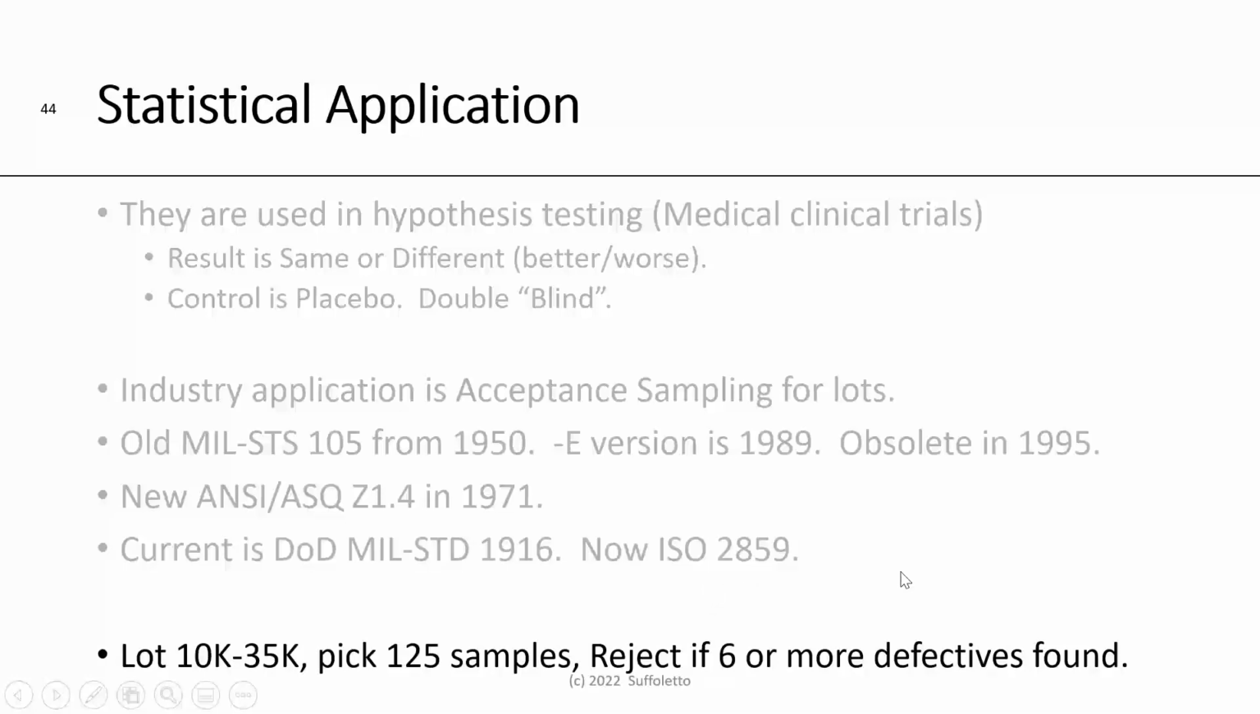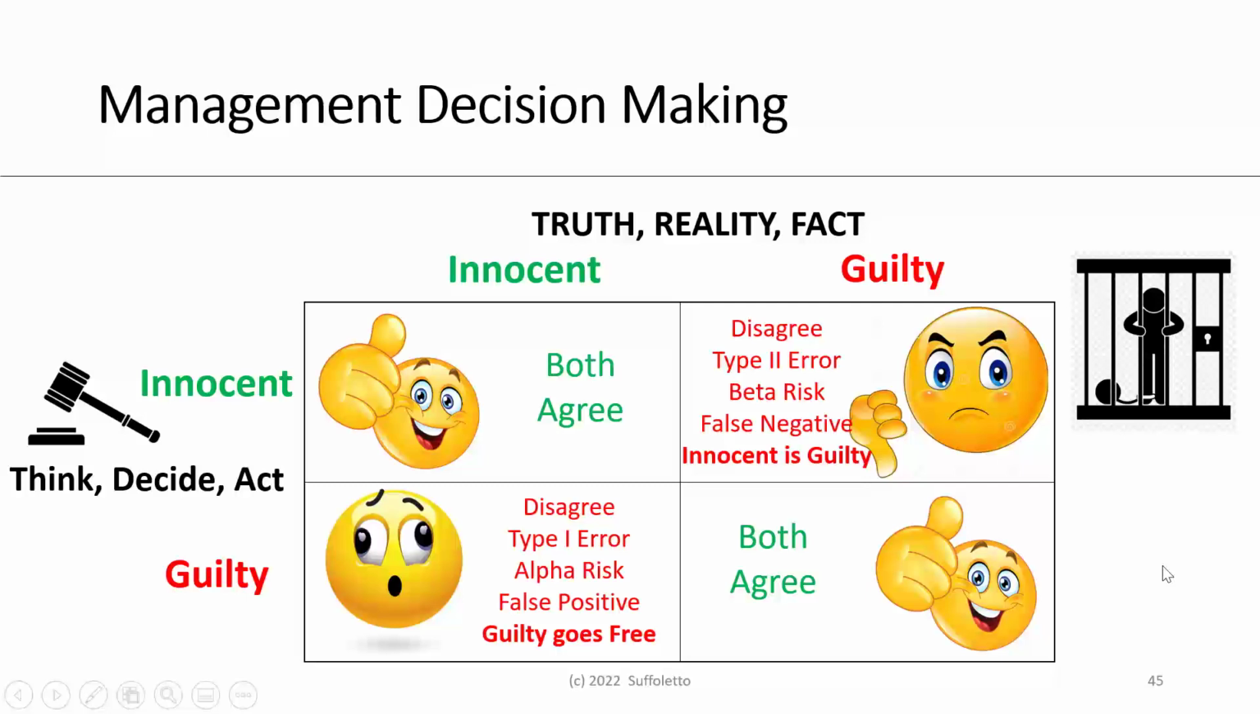All right, here's the detail. If I have a batch or a lot size between 10,000 and 35,000, it tells me to pick 125 samples. If I find 6 defective samples, I need to reject the entire lot or batch. Now, the percentages are very, very small, but it's accurate because you're using the power of statistics. So the reason why I mention this is because management makes decisions. And you make those decisions about truth, reality, and fact. You then think, decide, and act about that.